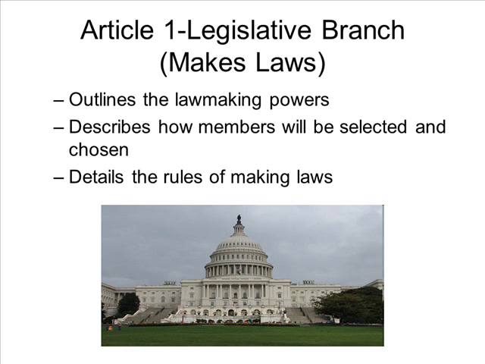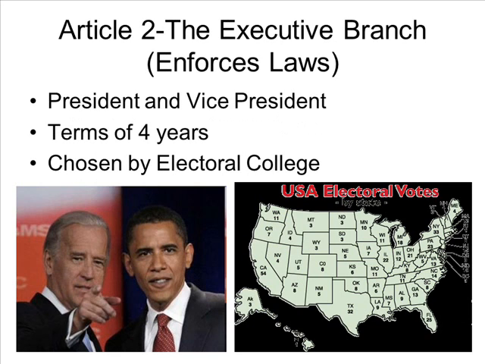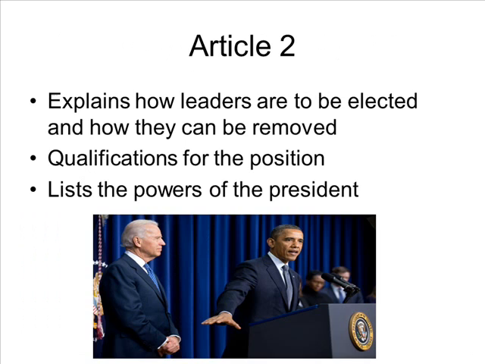Article 2 is going to go on to the next branch of government, and it's going to be the executive branch, which enforces the laws. This is the branch where the president resides, and this is where he acts out. Article 2 explains how our leaders are going to be selected and how they can be removed. It tells us the qualifications for the position, and it lists the powers of the president.